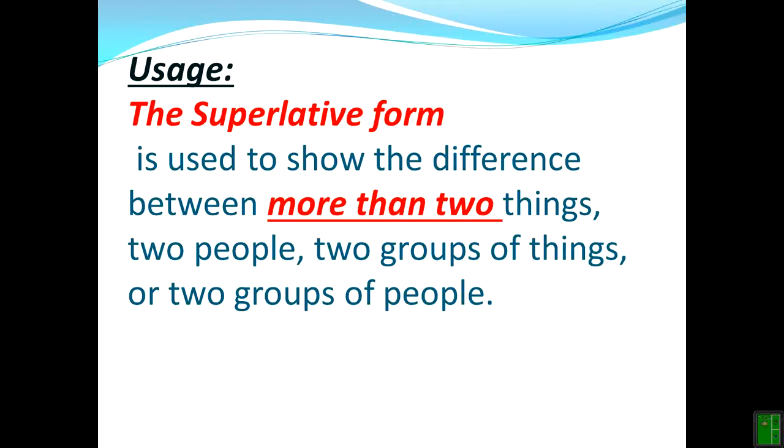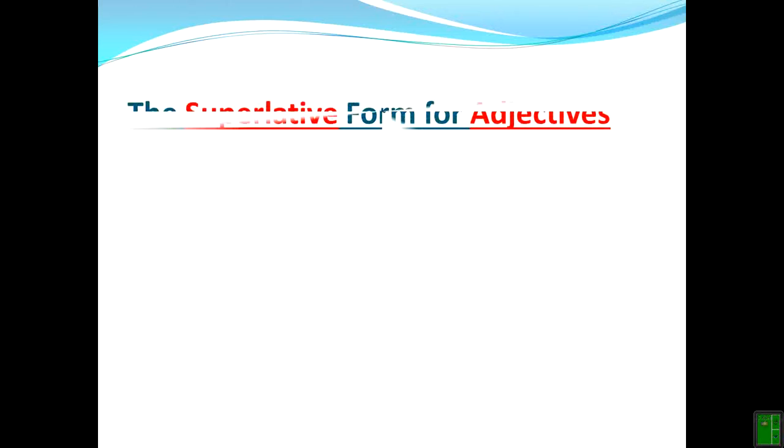So the superlative form is used to show the difference between more than two things, two people, two groups of things, or two groups of people. The superlative form for adjectives. How can we form the superlative form for adjectives? Here are some examples to make you understand using the superlative form.